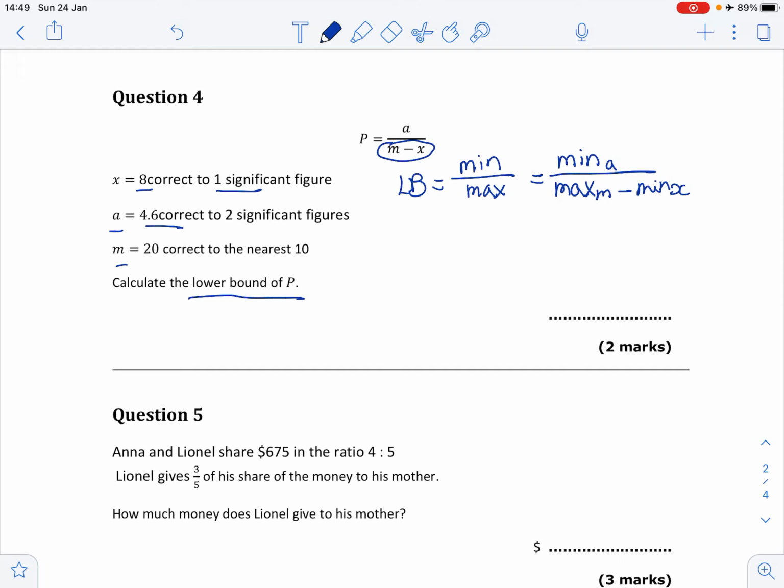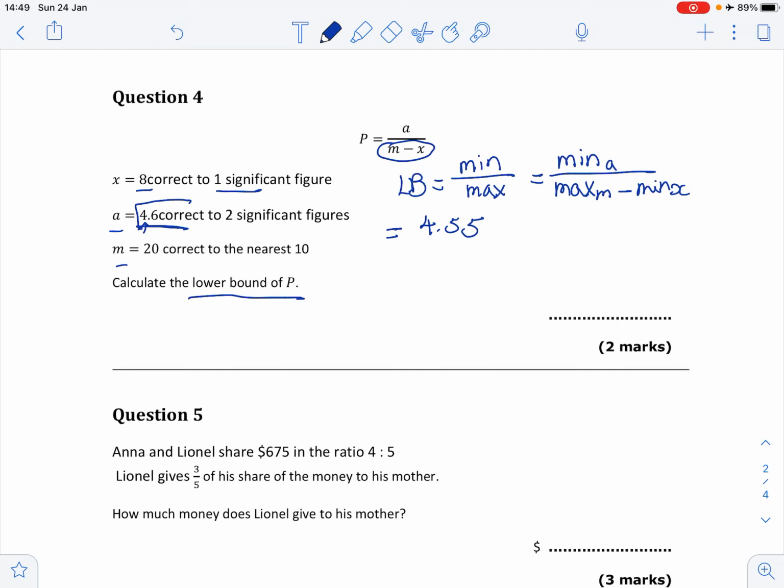So the minimum number for a, we are told that a is 4.6 to 2 SF. Therefore, the minimum of a must be 4.55. So remember how we do this.